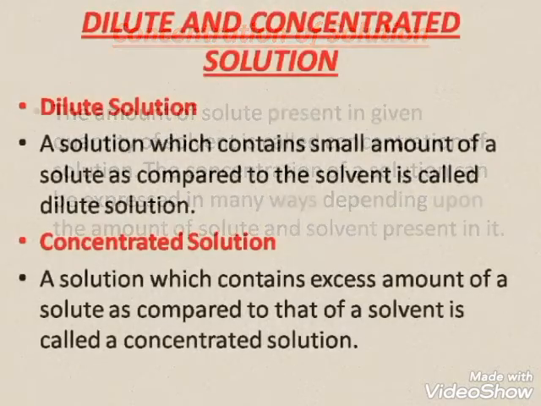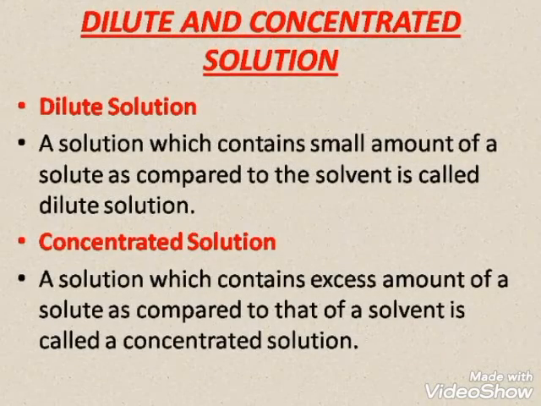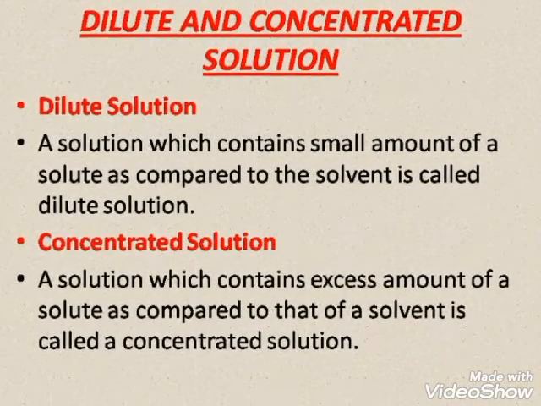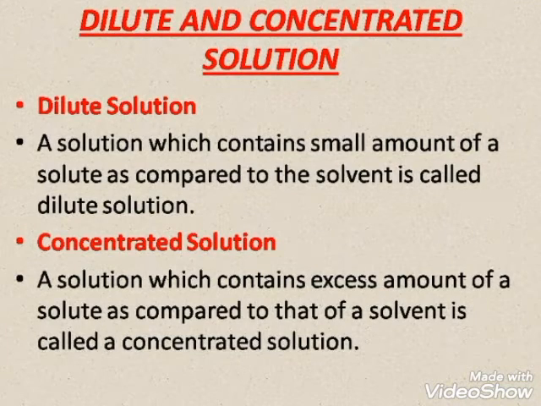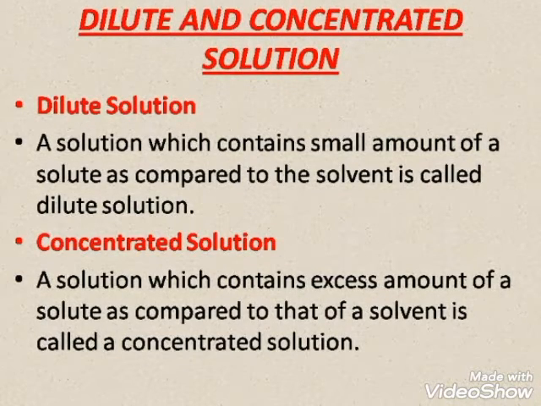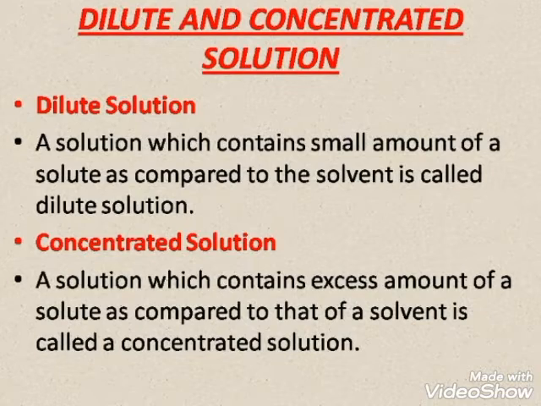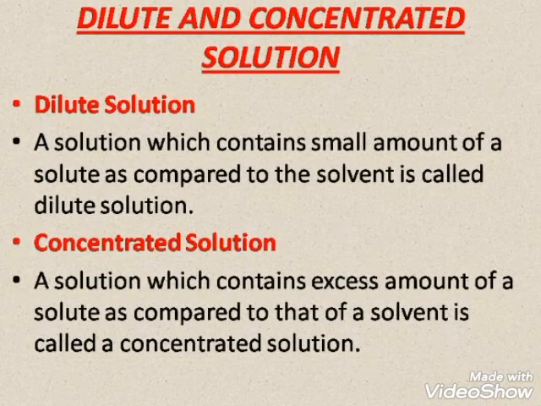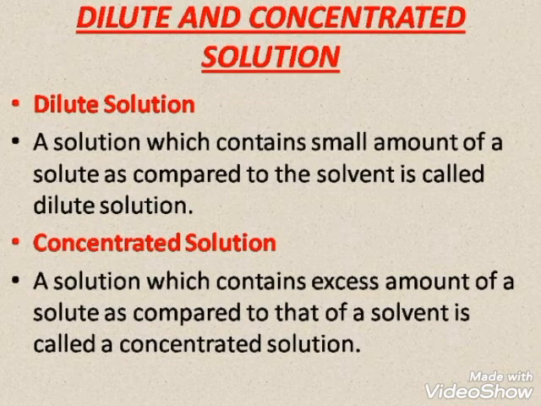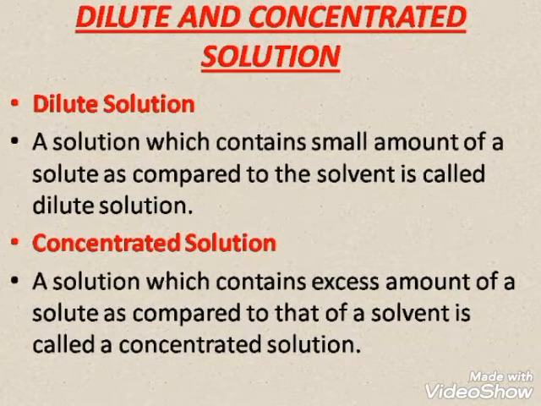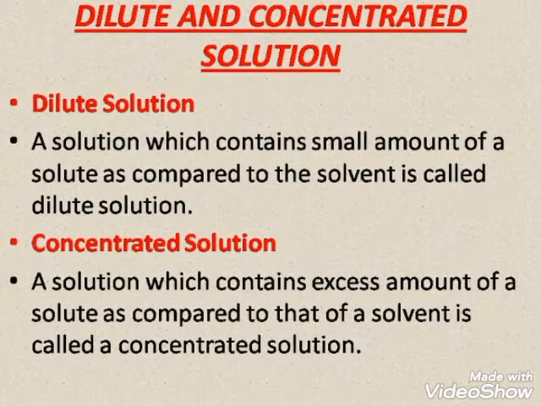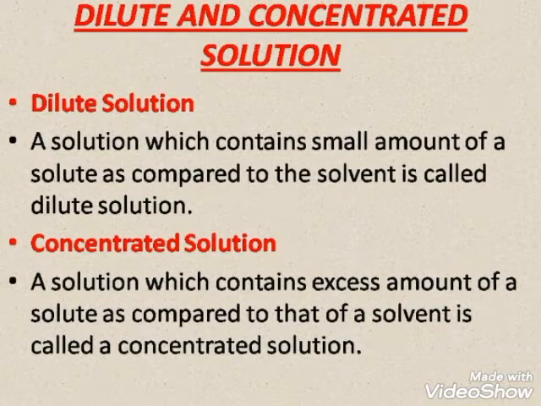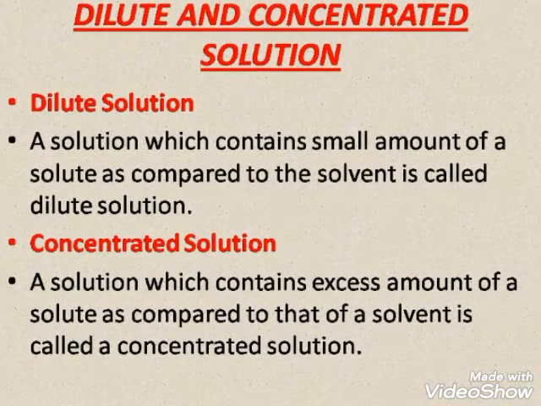Dilute and concentrated solutions. Solutions can be of two types. One is a dilute solution and the other is a concentrated solution. A solution which contains very little solute as compared to the volume of the solvent is called a dilute solution. Whereas a solution in which there is a large amount of solute compared to the amount of solvent present is known as a concentrated solution.